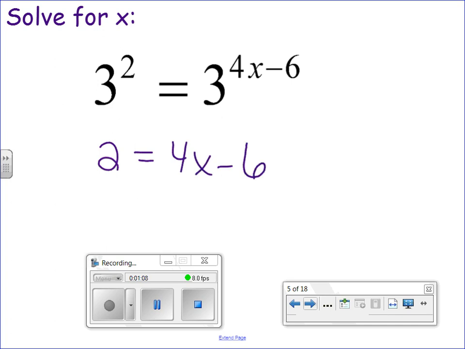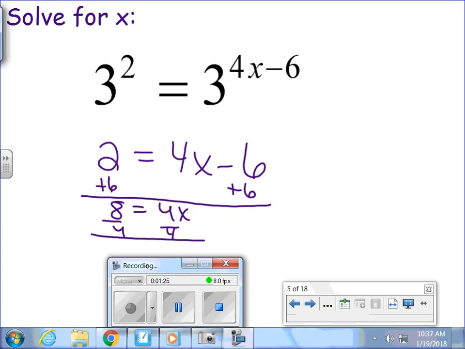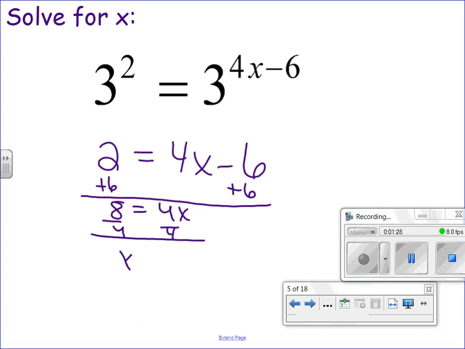Does that make sense? Nod your head. Okay, very good. And then it's nothing more than a normal Algebra 1 problem. So let's just add our 6. That'll be an 8. And divide both sides by 4. X equals 2. You can feel more than free to check your work. If you stick that 2 in the equation up there, it would make the exponent 2, and so 3 squared would equal 3 squared.